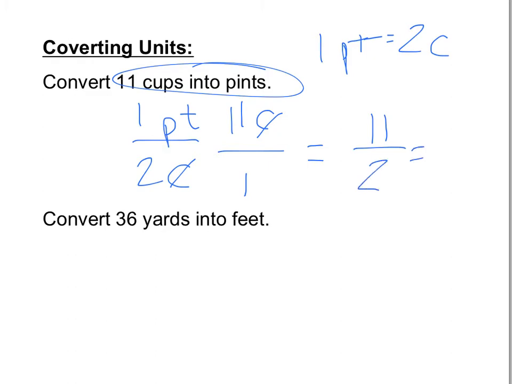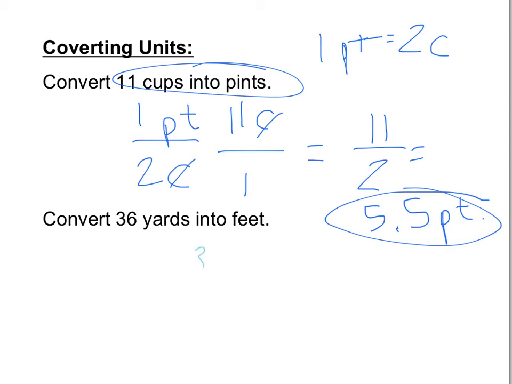Okay, 11 divided by 2. For these, let's make decimals. So 5.5 pints. I'm not sure what it says for your assignment. Just do whatever the directions say. It might say fraction. It might say round to the nearest hundred or something like that.